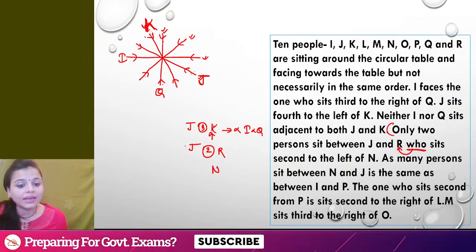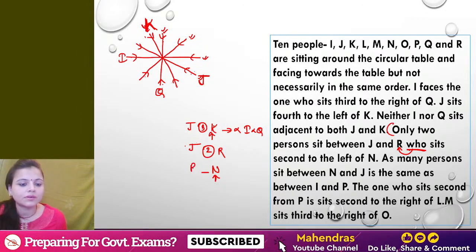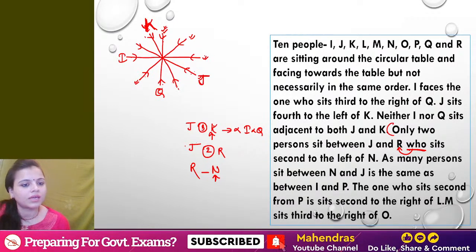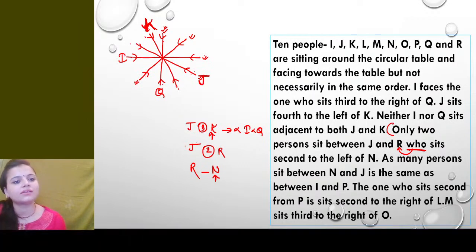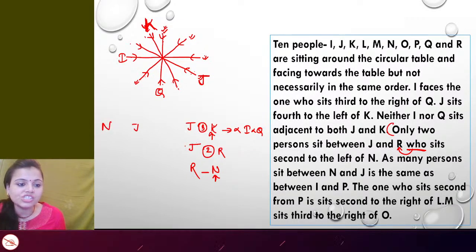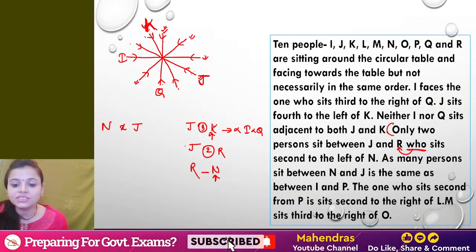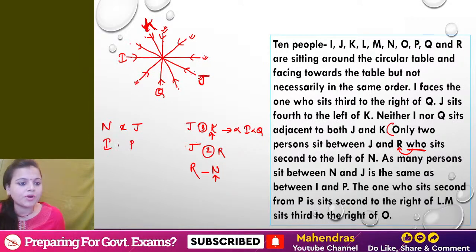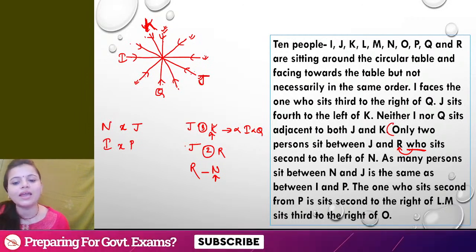That means R is second left of N. Okay, if you put R in this place, then you can put N. Yes, if you put R in this place, then again you can put N in this place. Yes, it is possible. Okay, next, what they're saying: as many persons between N and J is the same as between I and P. The number of persons between N and J is the same as the number of persons between I and P.